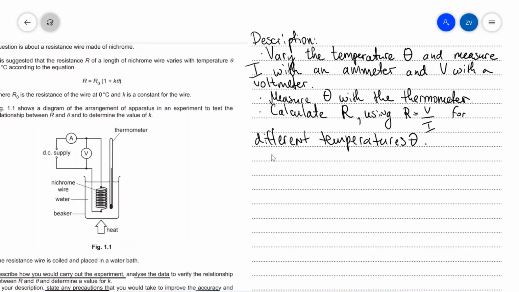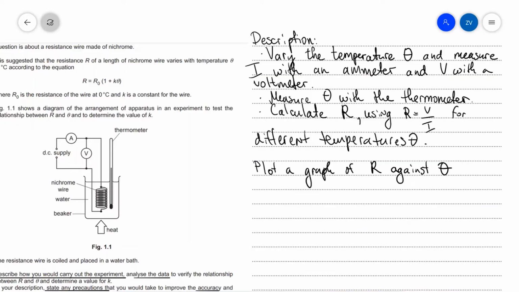Once we have corresponding values of V and I for different temperatures, we're going to calculate the resistance using R is equal to V over I for different temperatures. Then we're going to have values of R and values of theta. What I'm going to do, and this will be part of my analysis section, is plot a graph of resistance on the y-axis against temperature on the x-axis.